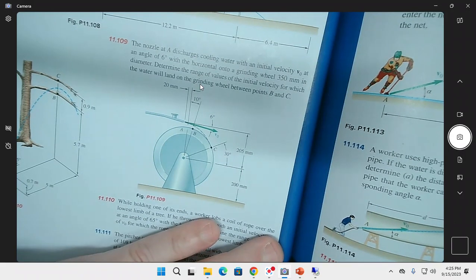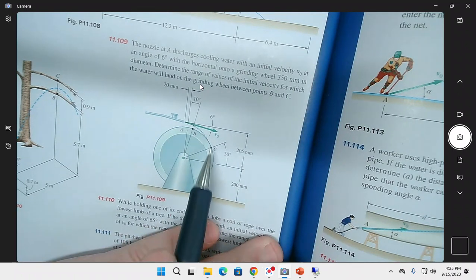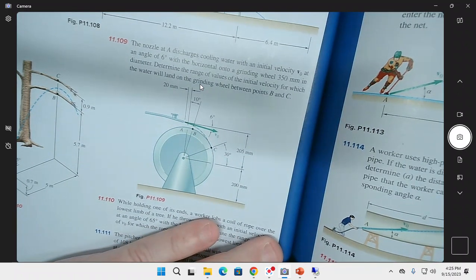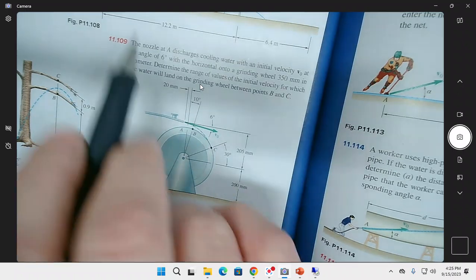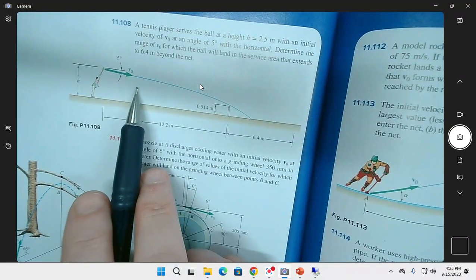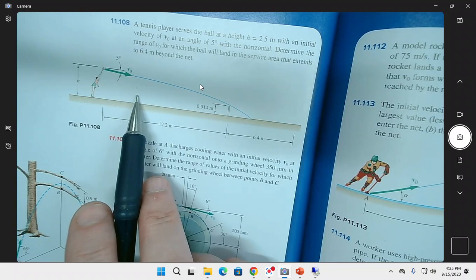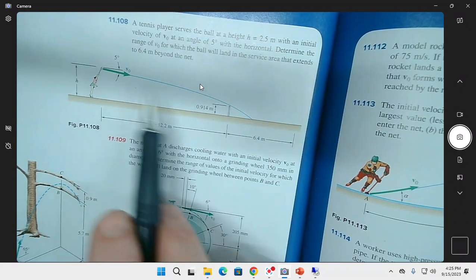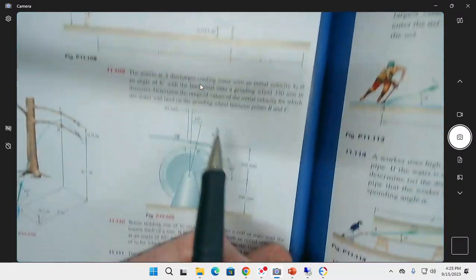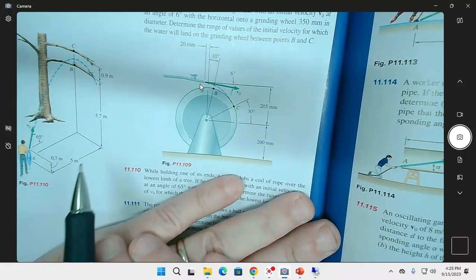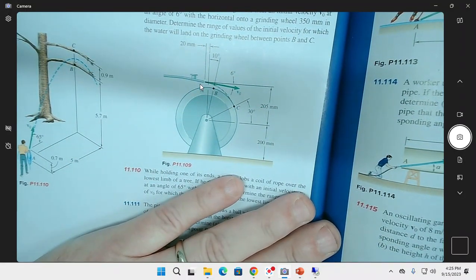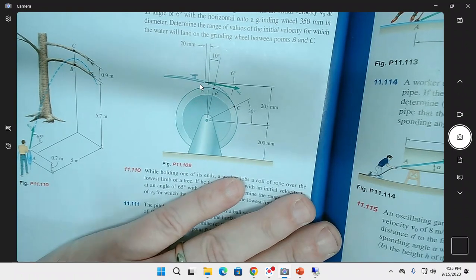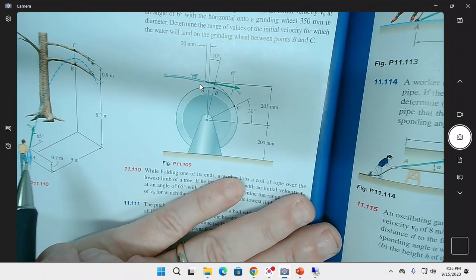Oh, wow. Two bullet points, B and C. It's not terribly difficult, just a little annoying. It's pretty much the same problem as this, because all you need to do is put together the equation and then put in these coordinates of where B and C are, and you could solve for what the v0 is.